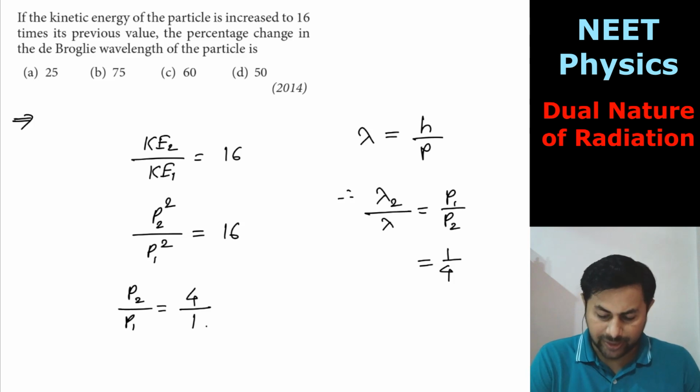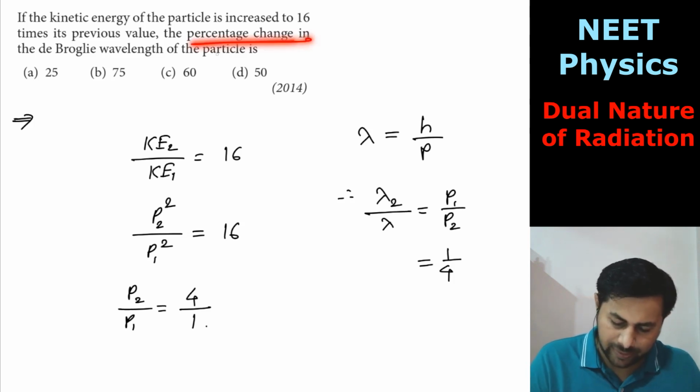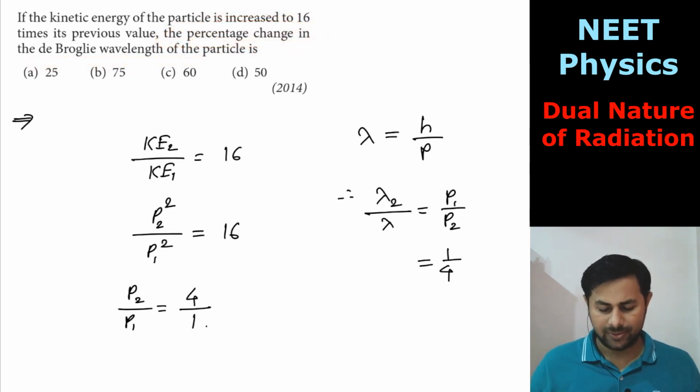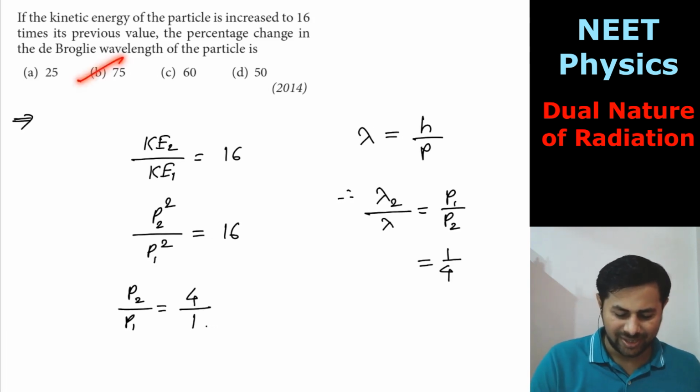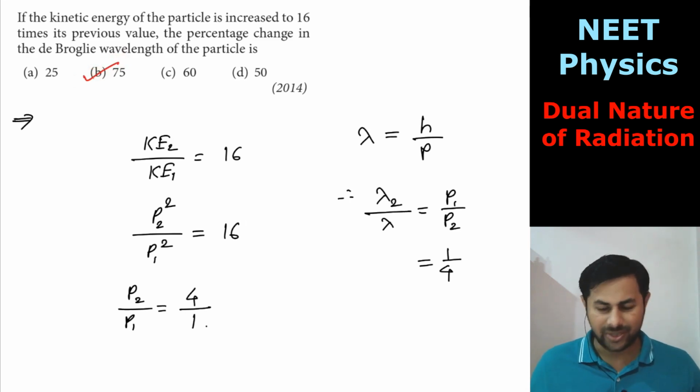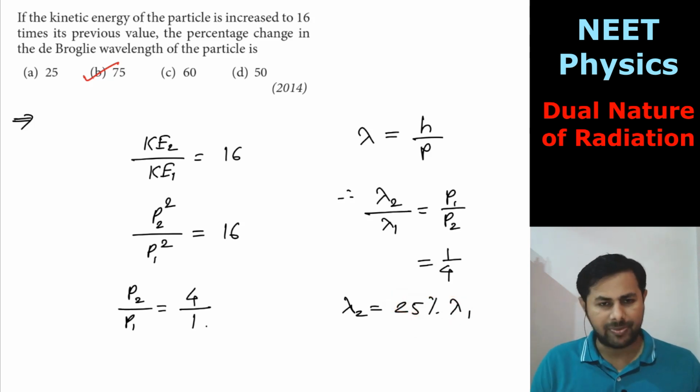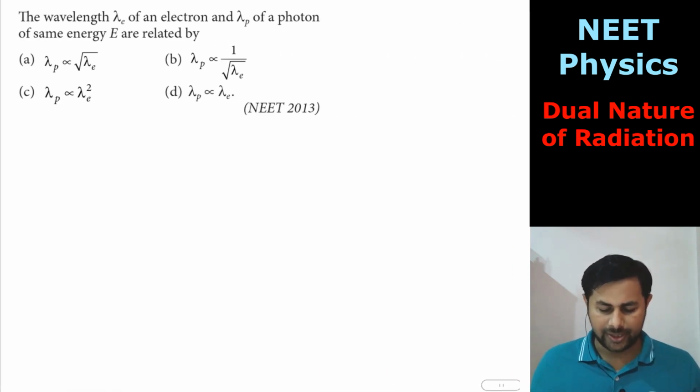It becomes 25%, but that's not what they asked. The percentage change in the de Broglie wavelength. So what's the answer? 75%, right? It's option B. It becomes 1/4, which means lambda 2 is 25% of lambda 1, right? But if it is 25%, how much is the change? Change is 75%. Good. Let's see the next one.